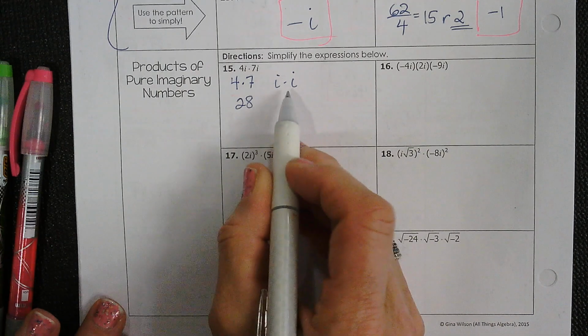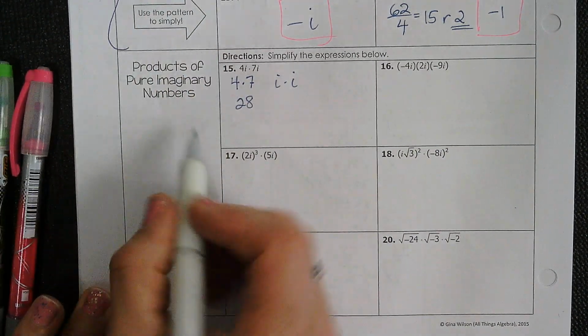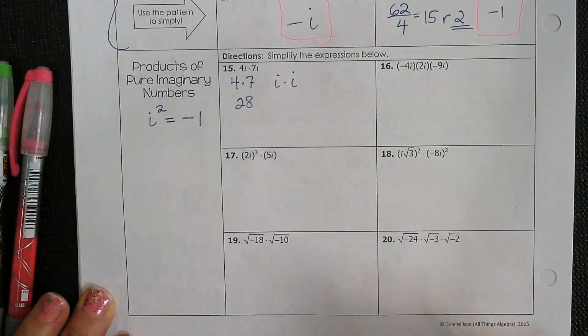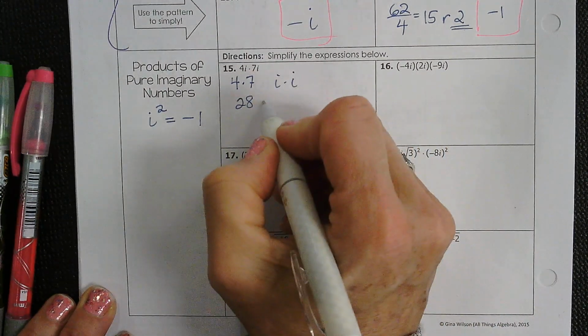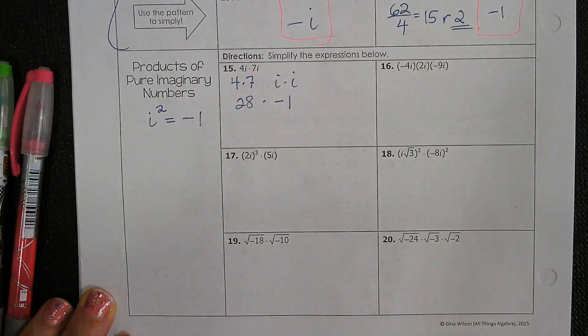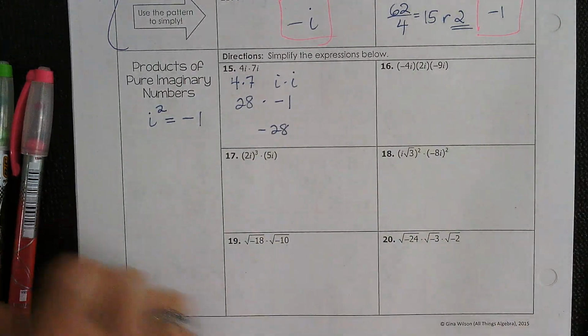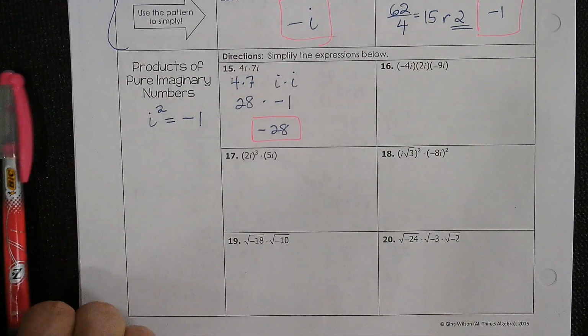Remember though, i times i, it's up here in our notes, just above it. I'm going to write it right here. i squared is equal to -1. So this becomes -1. And then your final answer is -28. Again, you started with imaginary numbers and you ended up with a real number.